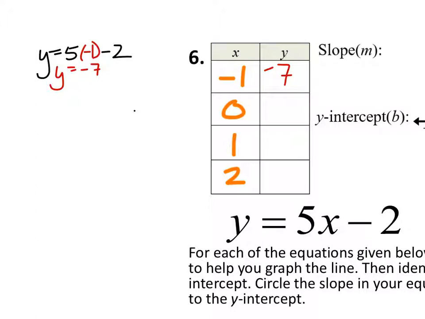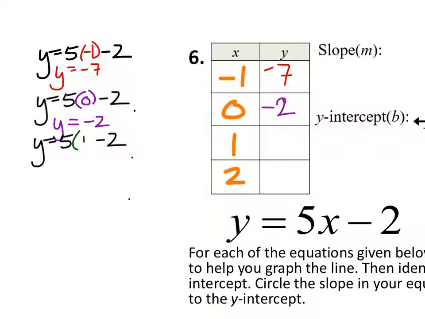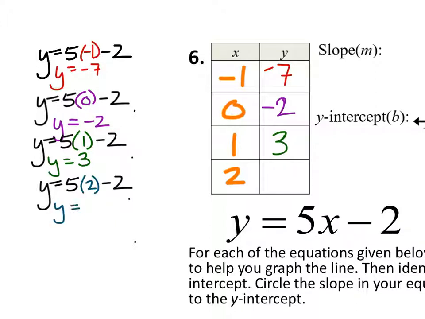Next up, x is 0. So again, we're just evaluating the equation with x is 0. And when we do that, 5 times 0 is 0. Minus 2 is -2. So we got this point at 0, -2. Next up, x is 1. So 5 times 1 is 5, minus 2 is 3. So 1, 3. And then the final one, where x is 2. So 5 times 2 is 10, minus 2 is 8.